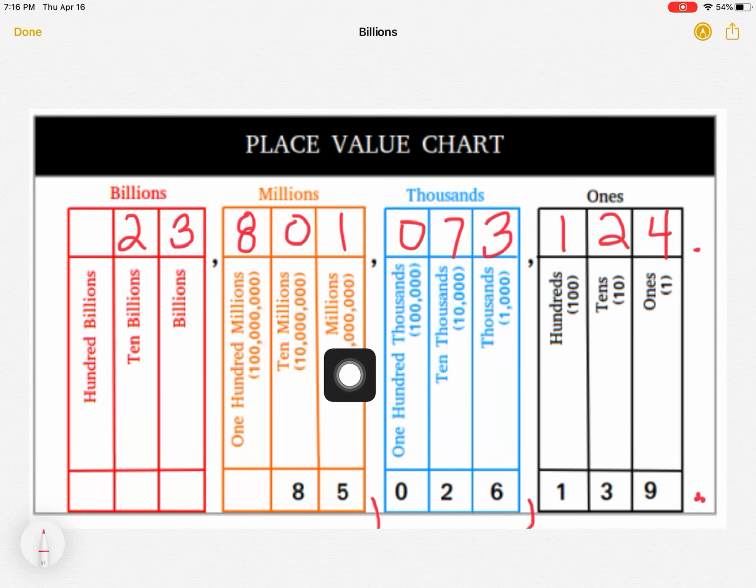I messed up that number. I'm moving too fast. Sorry. Let's do it again. 23 billion, 801 million, 73,124. Okay.